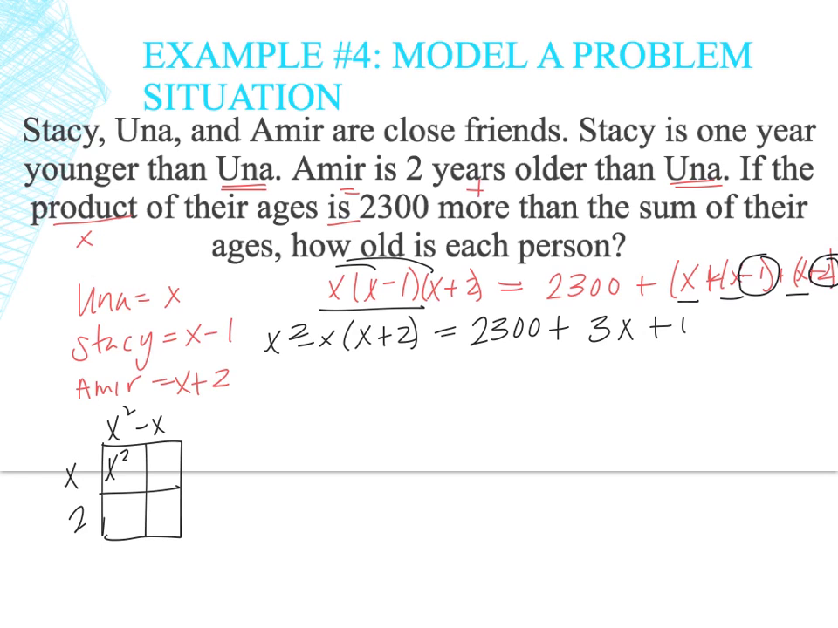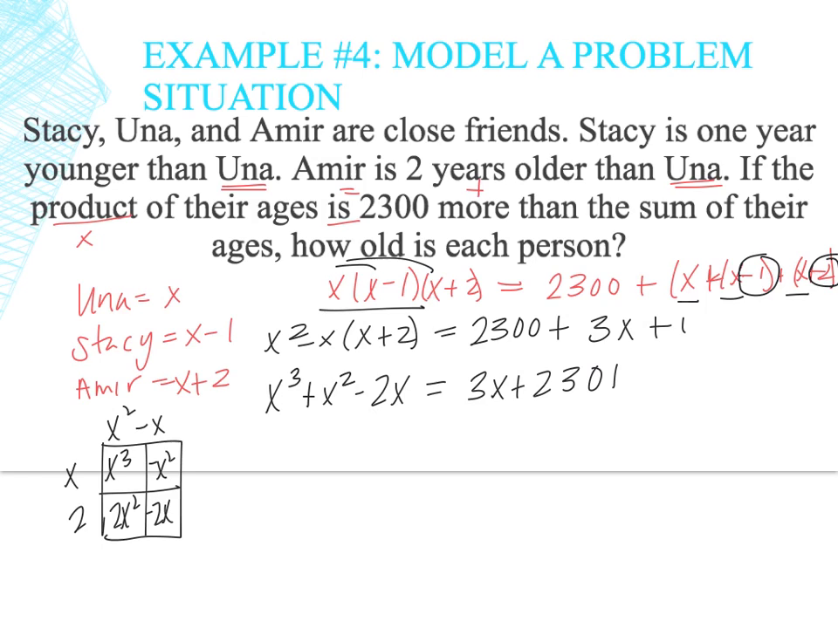So this is x cubed. Below that is 2x squared. To the right is negative x squared. And below that is negative 2x. So on the left-hand side, if we combine like terms, that becomes x cubed plus x squared minus 2x. And on the right-hand side, if I combine like terms, that becomes 3x plus 2,301.